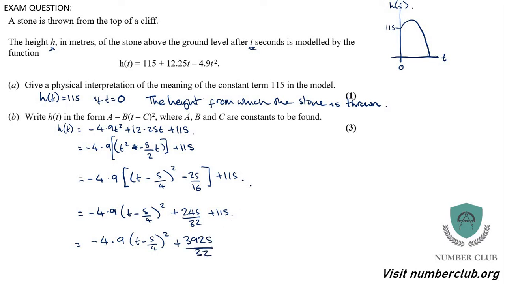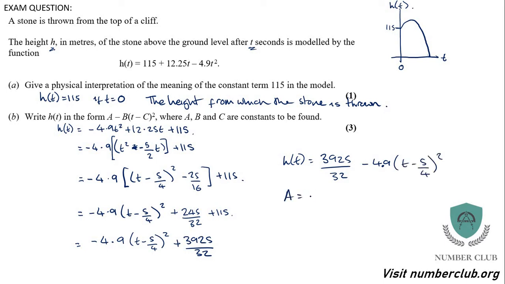Okay. So we need to get this in terms of A, B, and C. So we've got this thing here in a different order from what we've got. So h of t will equal 3925 over 32 minus 4.9 lots of t minus 5 over 4 all squared.